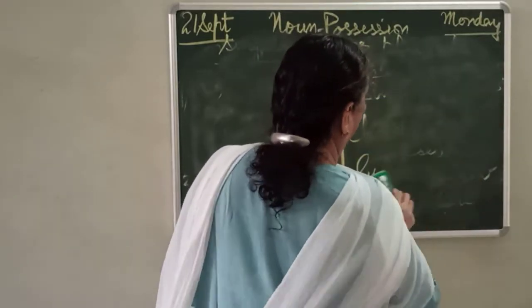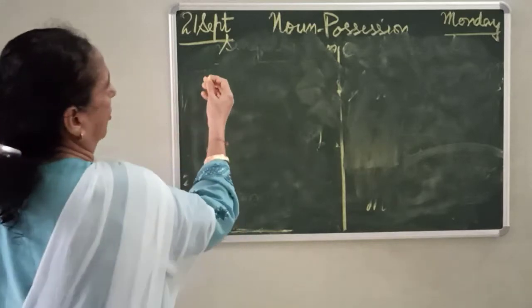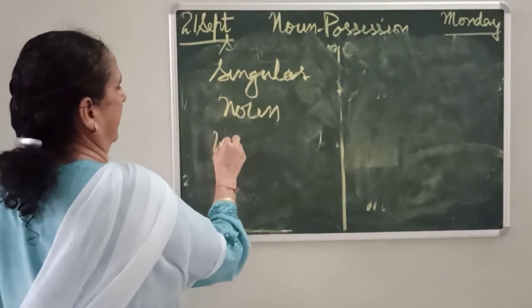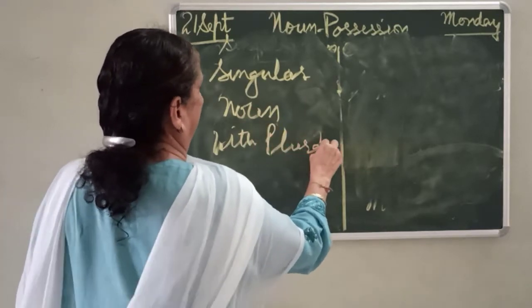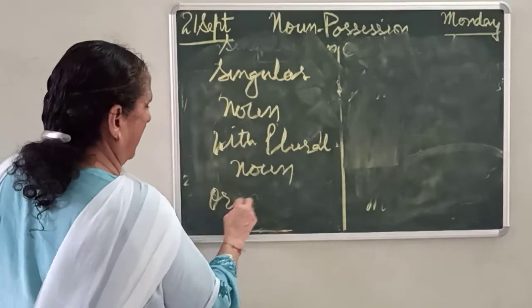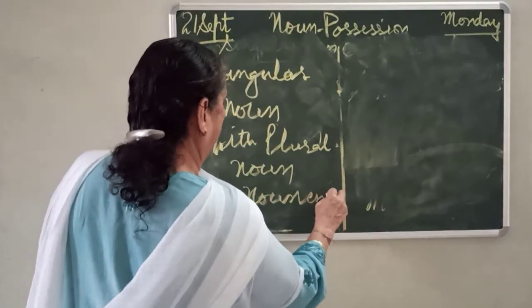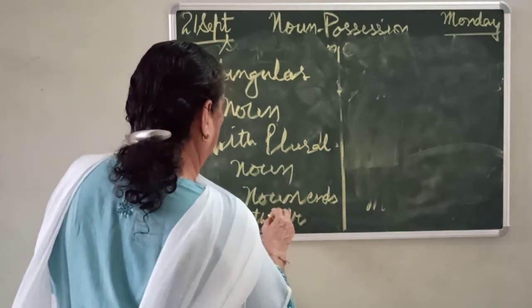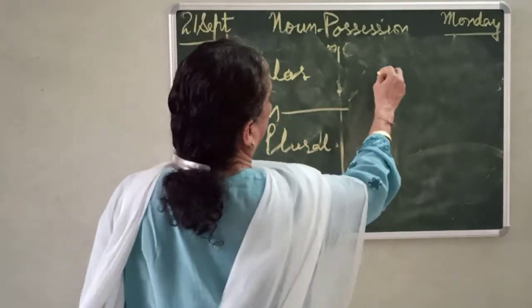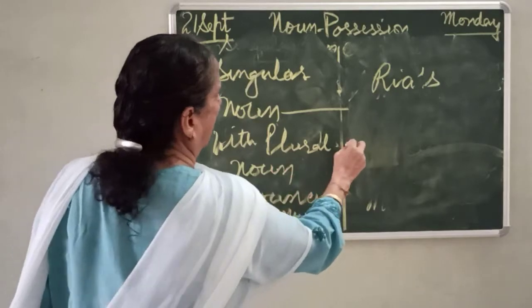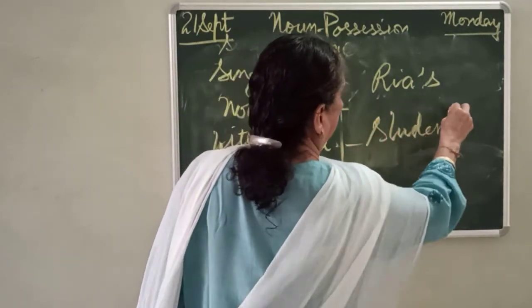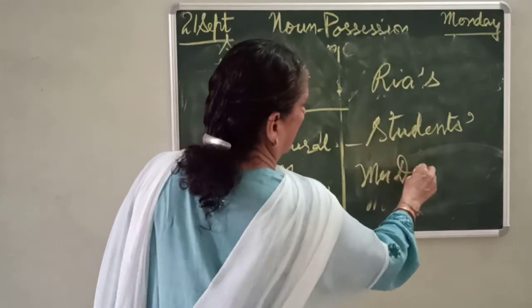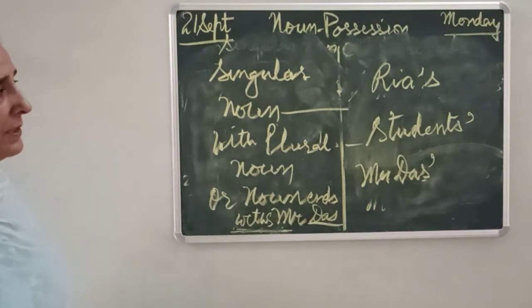Again, children, keep one thing in your mind whenever you are showing possession. With a singular noun, write Riya's. With a plural noun ending in s, like students, s is already given, so write only the apostrophe. Or with a noun ending in s, like Mr. Das, though it is singular, you are supposed to write only the apostrophe, like this: Mr. Das' house. This is all about noun possession.